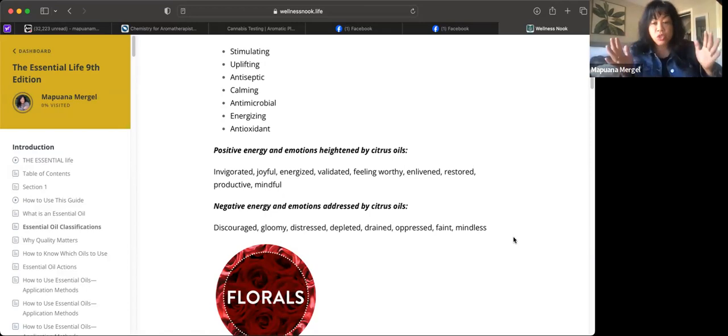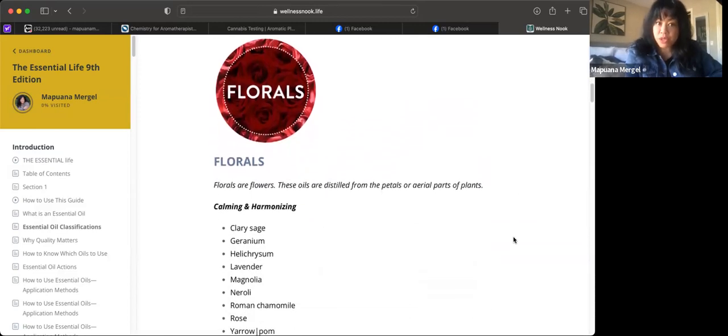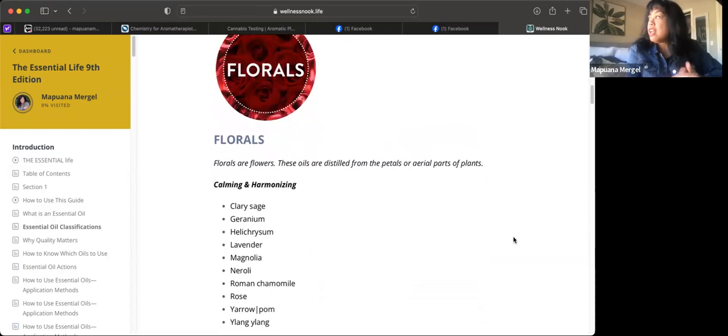So lots to choose from when it comes to that classification. Next up, we have florals, which may be familiar to many of us here. Lately, I have been loving ylang ylang. It just softens my hard go-getter personality, makes me chill a little bit. So I just smell it out of my hands, I rub it on my shoulders, and I'm good to go. But here we have calming and harmonizing floral oils.